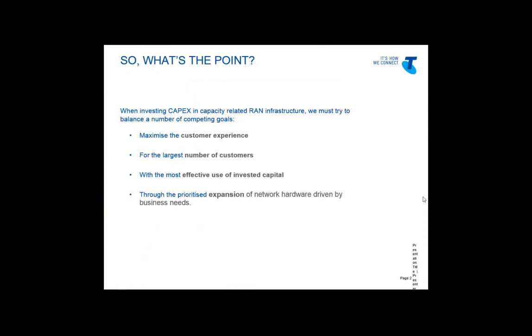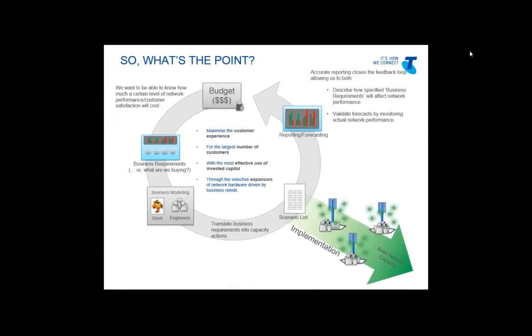We want to maximise the customer experience. We want to do that for the largest number of possible customers. So we want to make as many people as happy as possible. But we want to do this effectively with our capital. We don't want to throw money where it's not going to give us a good return on our investment. And we can do this through the prioritised expansion of network hardware driven by the needs of the business. And to do this effectively and rigorously and well, we have to have good tools supporting us and well-defined processes and procedures.